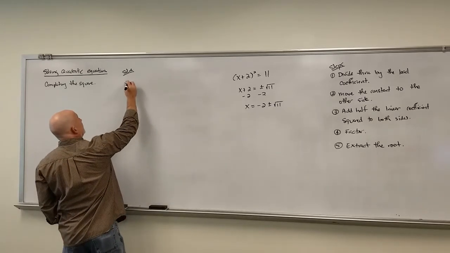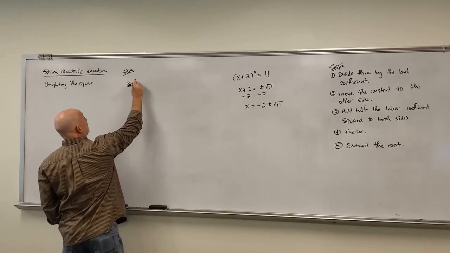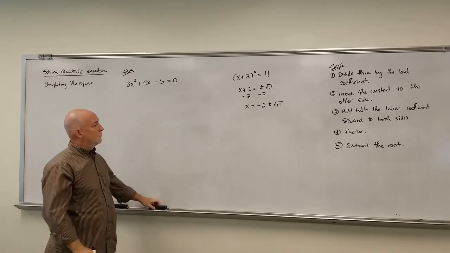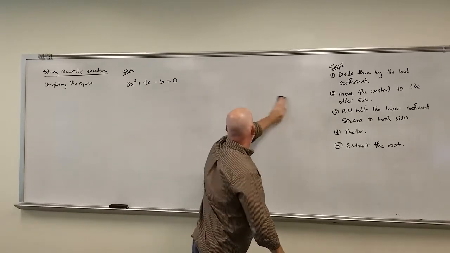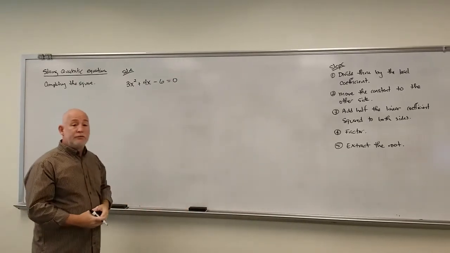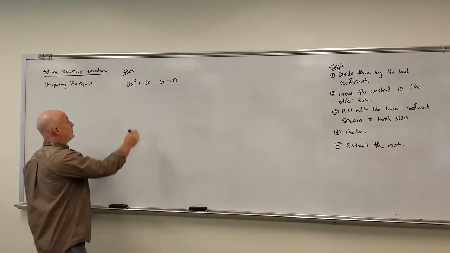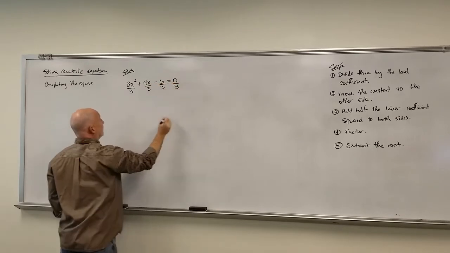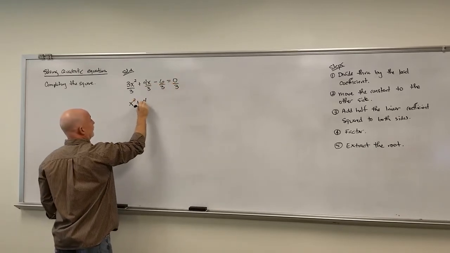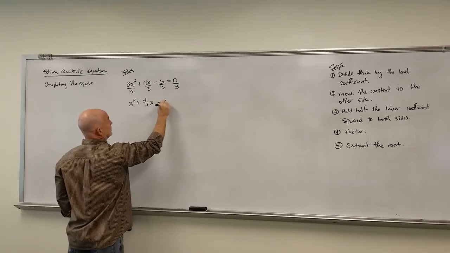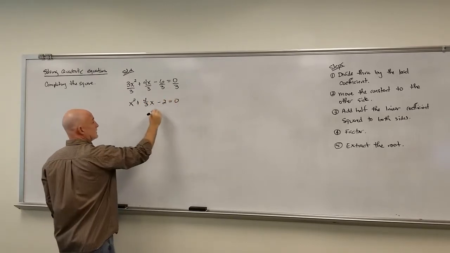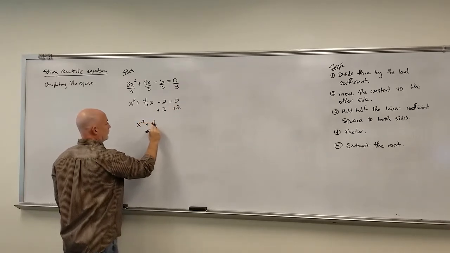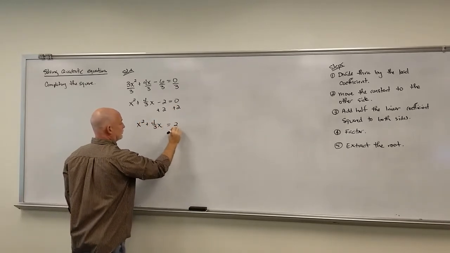Okay, let's say we have 3x squared plus 4x minus 6 is equal to 0. This will be a little bit more messy. All right, so here we were told to solve by completing the square. So following our steps, first step we want to divide everything by our lead coefficient. So I get x squared plus 4/3 x minus 2 is equal to 0. Next step says move all the numbers to the other side. So x squared plus 4/3 x equals 2.